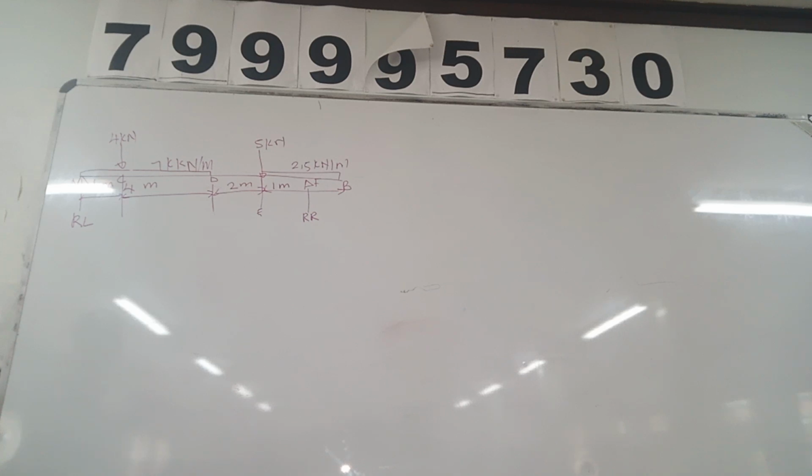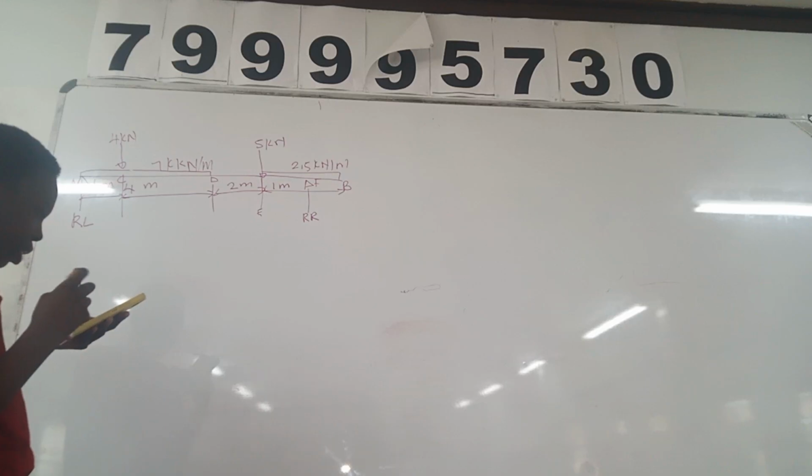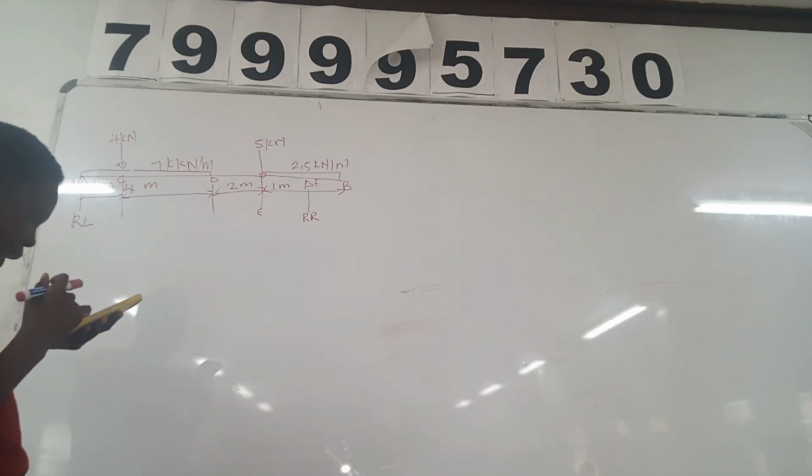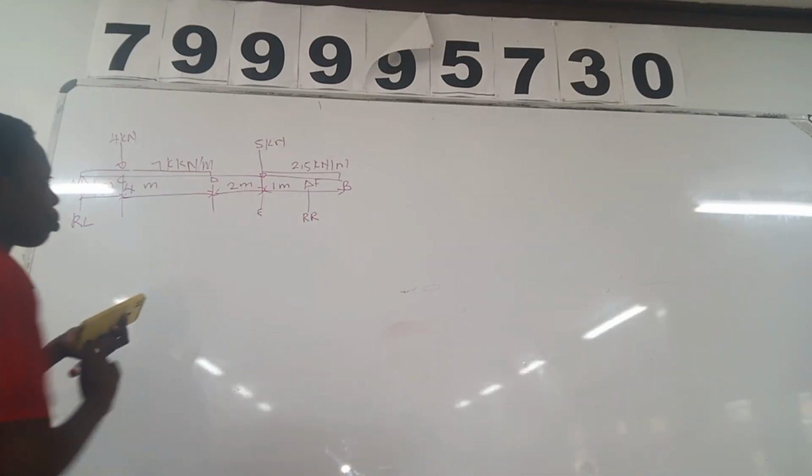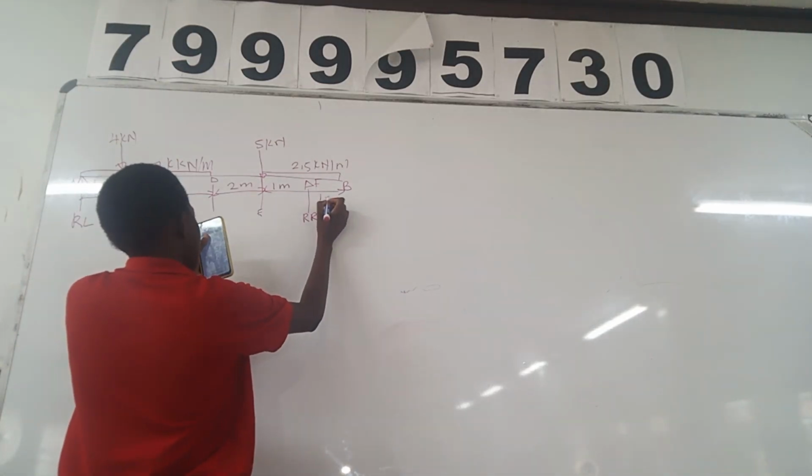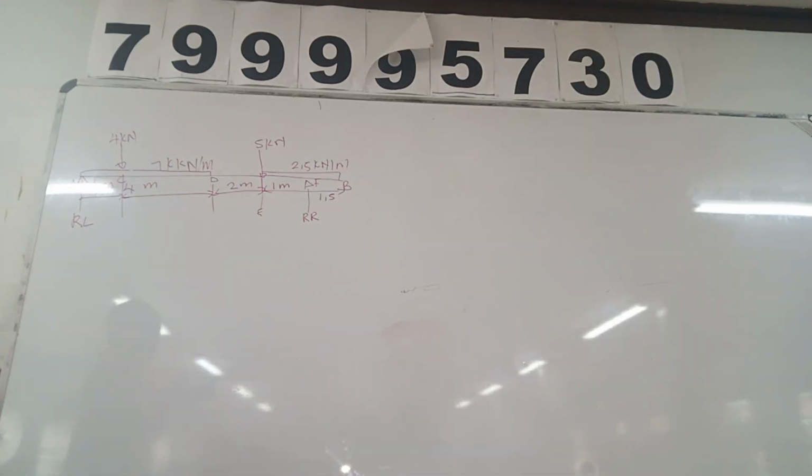The beam has a 1,5 overhang on the right hand side. There's 1,5 from F to B, 1,5. And then answer each of the following questions with regard to the loaded beam. 4.1, calculate the reactions RL and RR.